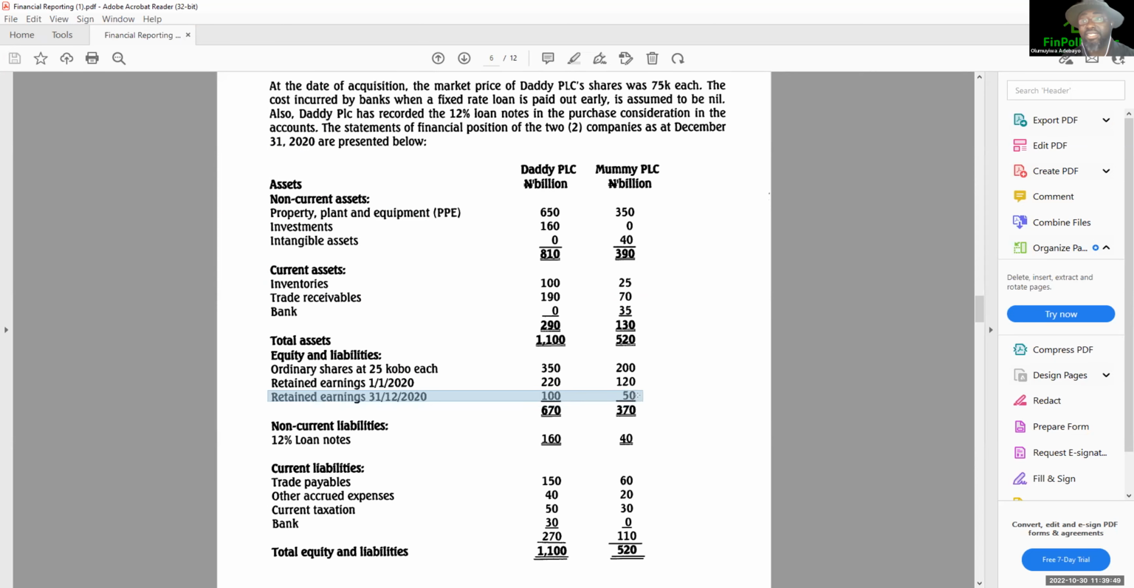This is not retained earnings as at the end of the year. It's rather the retained earnings for that year, which if you add to or subtract from the retained earnings at the beginning, depending on whether it's loss or profit, you will arrive at the retained profit at the end of the year. Okay, that is that.